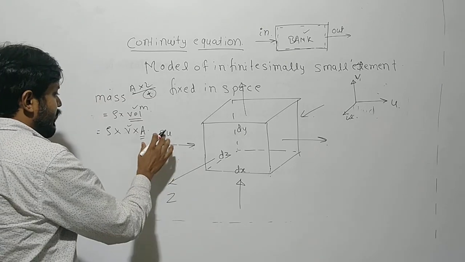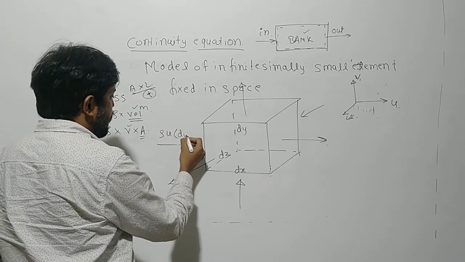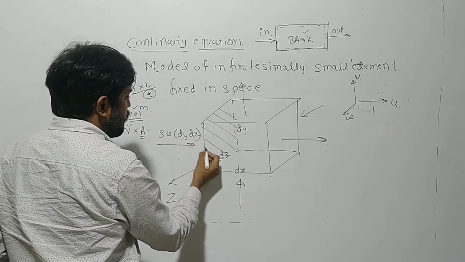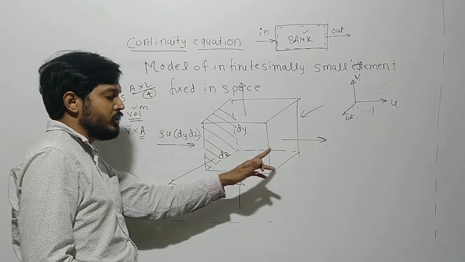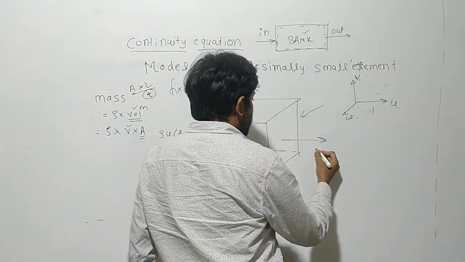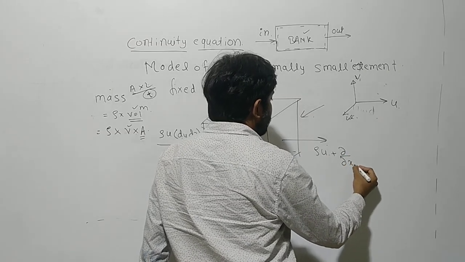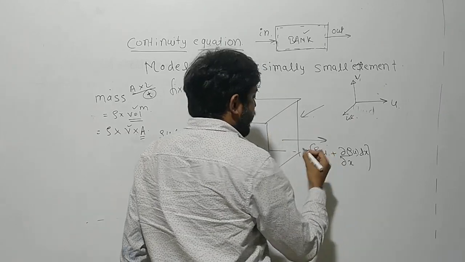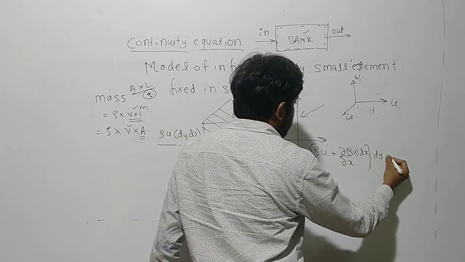What will be the cross sectional area? The cross sectional area will be dy into dz for the inlet. Similarly for the outlet we will use Taylor series expansion: rho u plus del by del x of rho u into dx, and the area of cross section will be the same, dy dz.